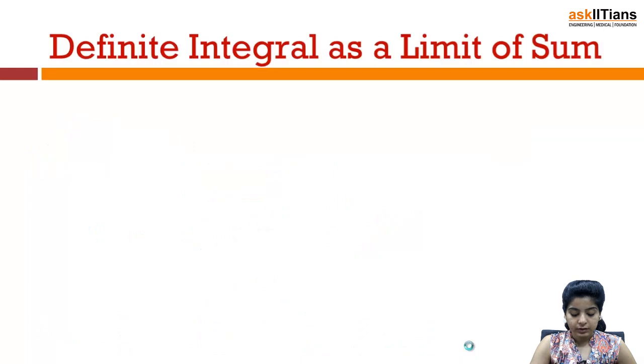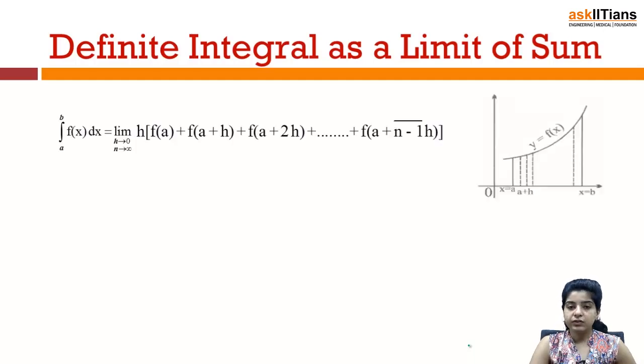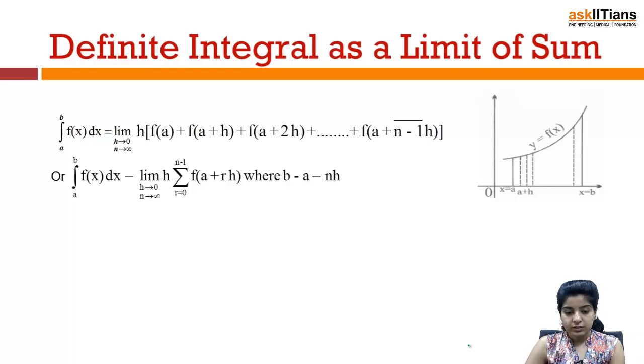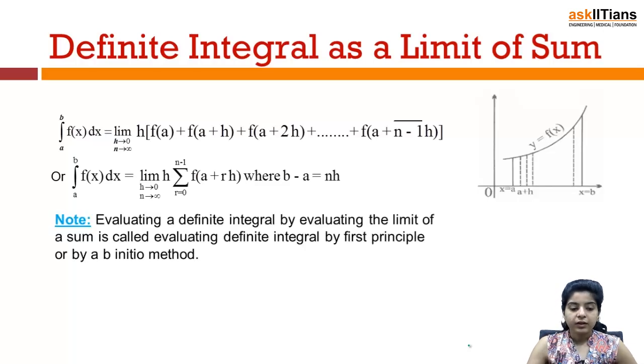It's quite simple. Now we have definite integral as a limit of sum, and this is important as well as interesting, but the questions can be a bit lengthy, but don't worry at all. Let's discuss this. Say integral a to b f(x) dx is limit h tends to 0 and n tends to infinity h [f(a) plus f(a plus h) plus f(a plus 2h), and so on, f(a plus (n minus 1)h)]. This basically means a plus (n minus 1)h, right? This bar means this term is together, this is in fact in brackets, right?